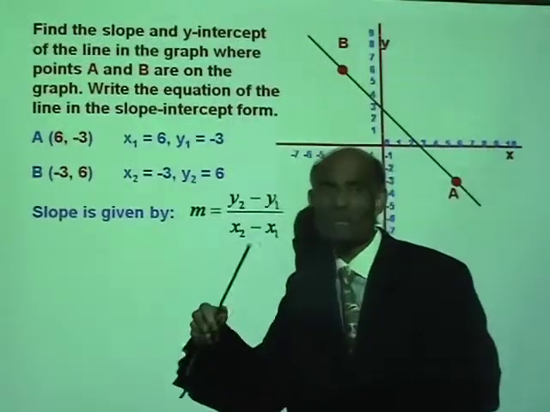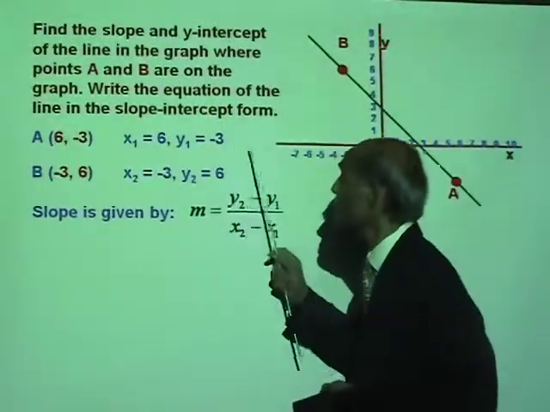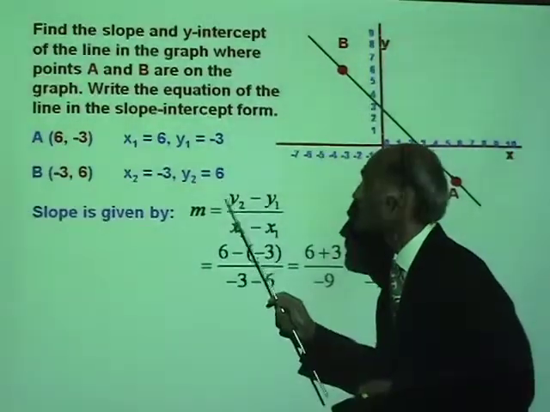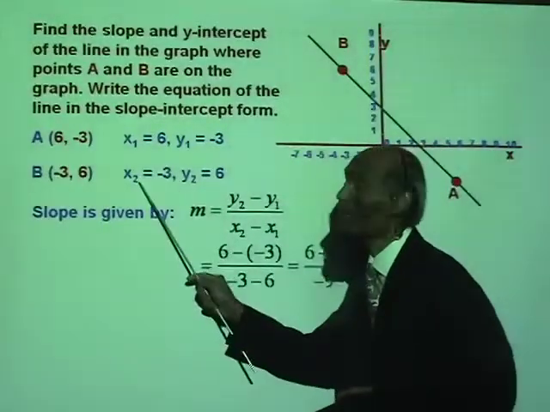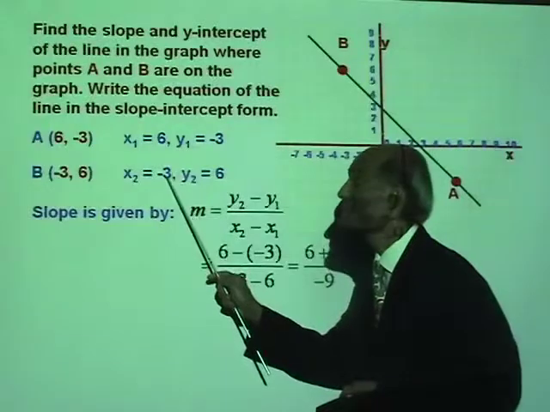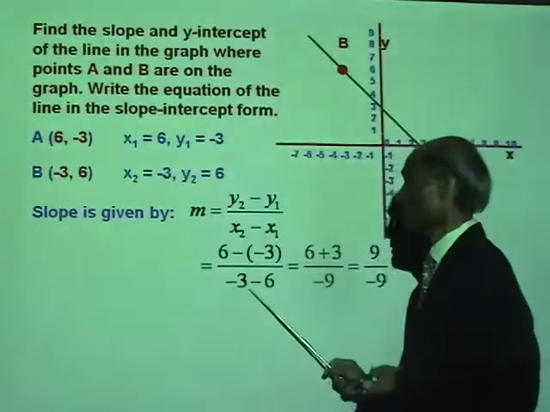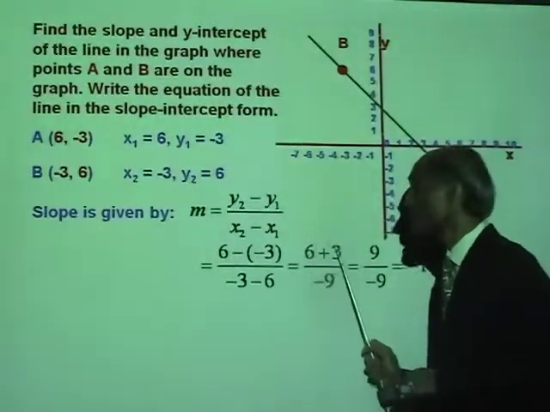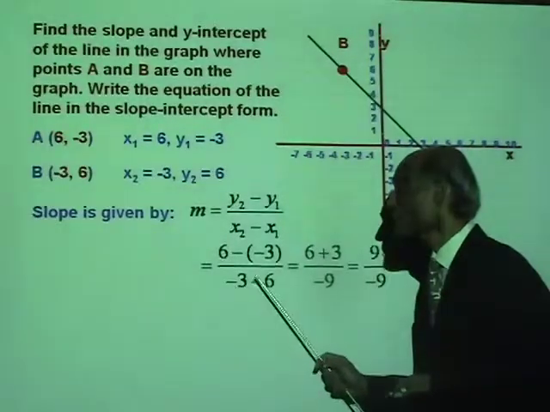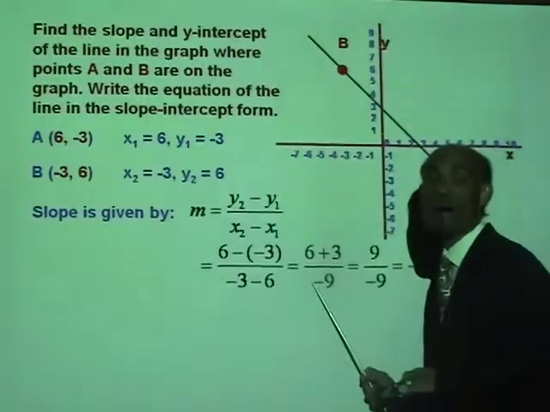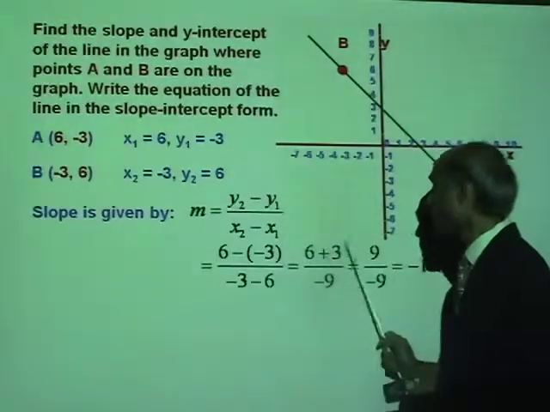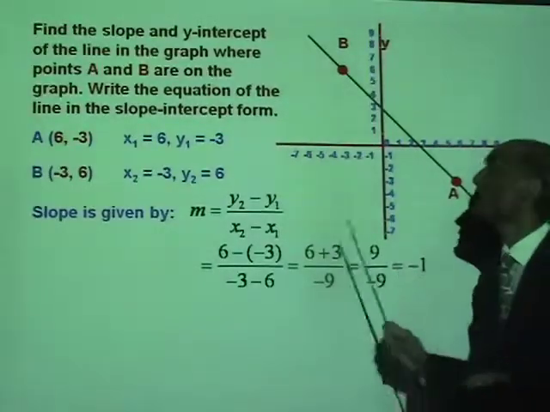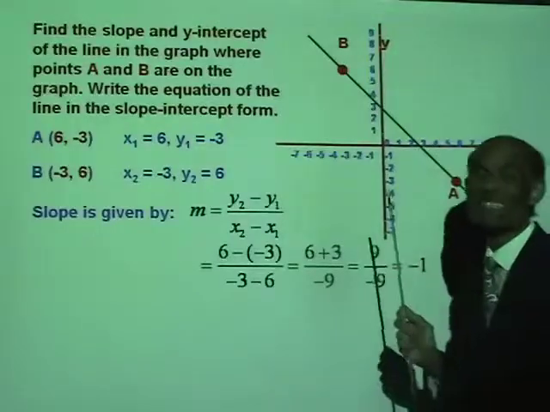These are the areas where you can make mistakes. It is 6 minus -3. So look at the way I wrote it. 6 minus -3 is y2 minus y1. And what is x2 minus x1? It is -3 minus 6. There you go. Now, 6 minus -3 is 6 plus 3, which is 9, and -3 minus 6 is -9. That will be positive 9 divided by negative 9, and that is negative 1. The slope of this line is negative 1.